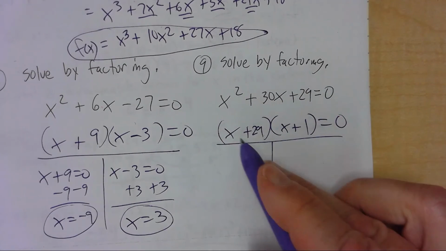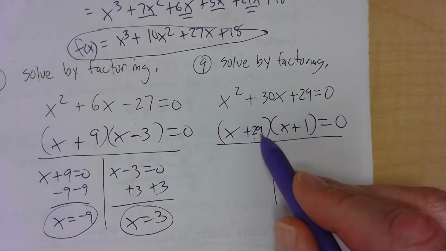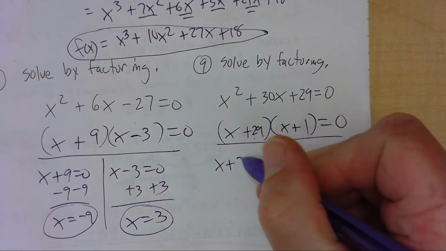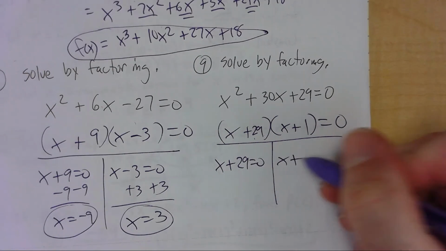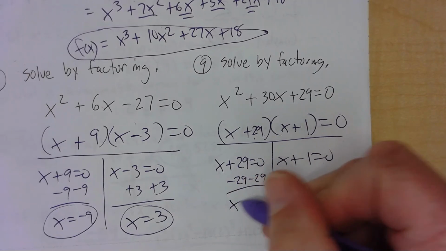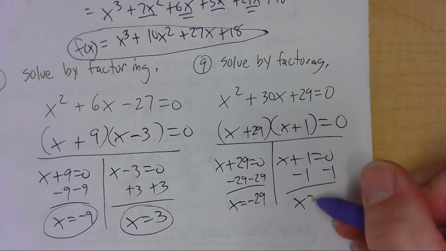That's how it factors. So x and x makes the x squared. 1 times 29 is the 29. And then 29x and 1x makes 30x in the middle. So I get, subtract 29, x equals negative 29. Subtract 1 on each side, x equals negative 1.